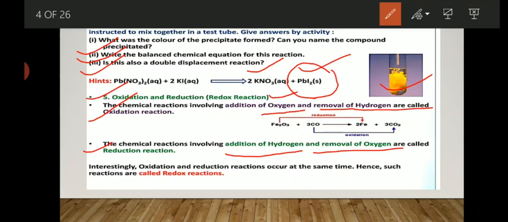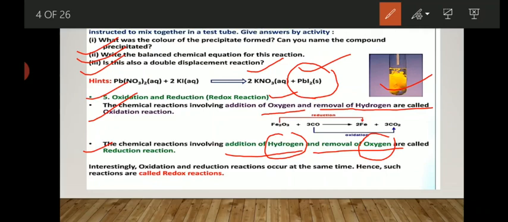Similarly, in the case of reduction, the nature of hydrogen is electropositive and the nature of oxygen is electronegative. So on the basis of the nature of oxygen and hydrogen, the new concept is introduced. The reduction process is the chemical reaction in which there is addition of electropositive elements or removal of electronegative elements. That type of reaction is known as a reduction reaction. There are many reactions in which neither oxygen nor hydrogen is present.